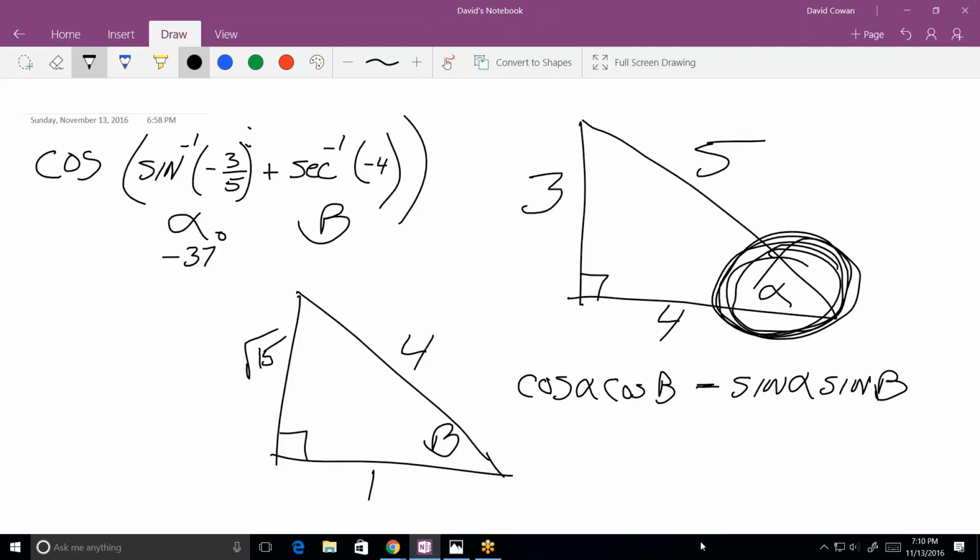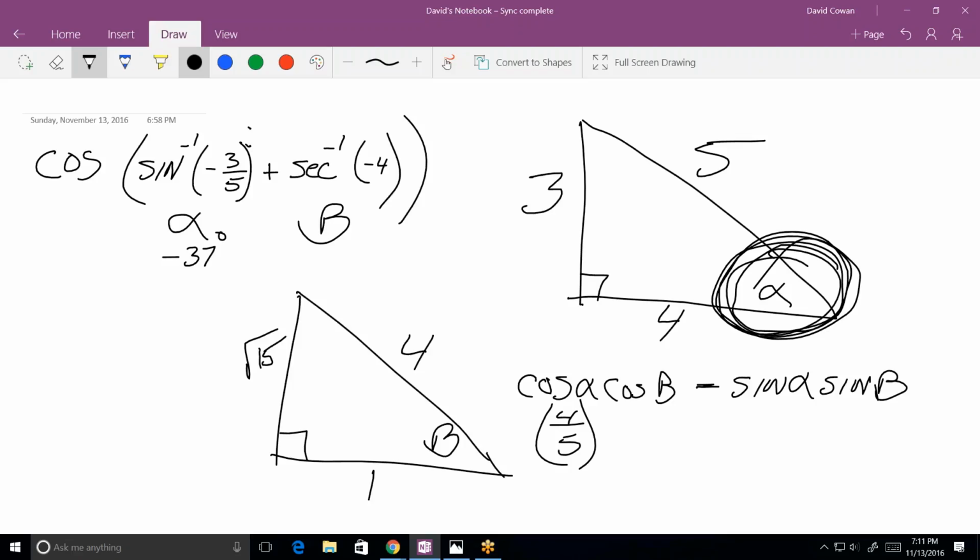Do we know the cosine of alpha? Yes, it's 4/5, plus or minus? Which quadrant is alpha in? Fourth. Cosine of fourth quadrant is plus or minus? Plus. That's 4/5.